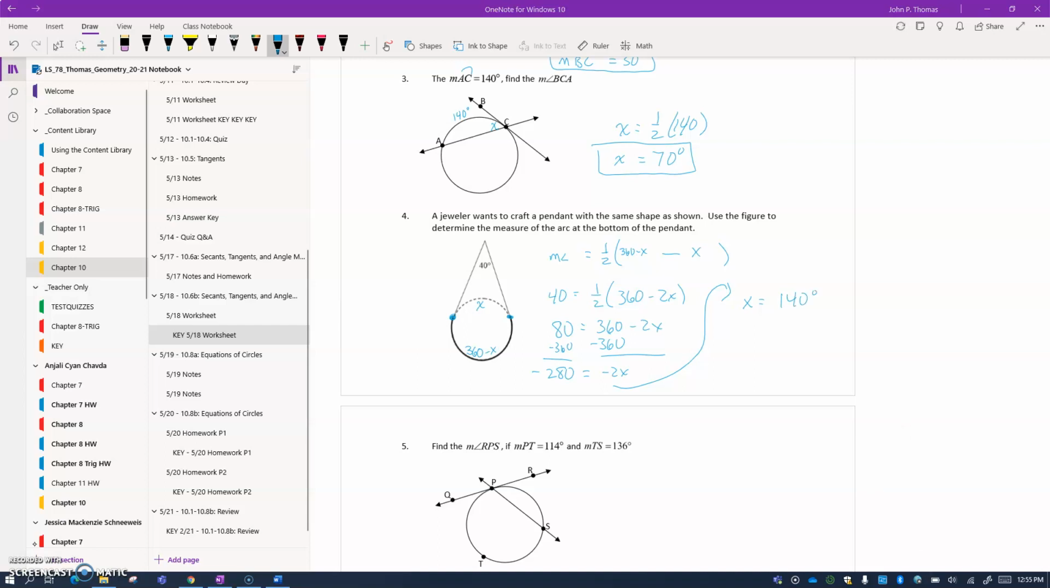All right, so we're looking at the measure of the arc indicated is 140 degrees for the short side. That means the long side is 360 minus 140, which is going to give us 220 degrees. So the answer for this one, that outside bigger arc, is 220 degrees. And again, that's the arc from there to there. All right, hope that helps on that one.